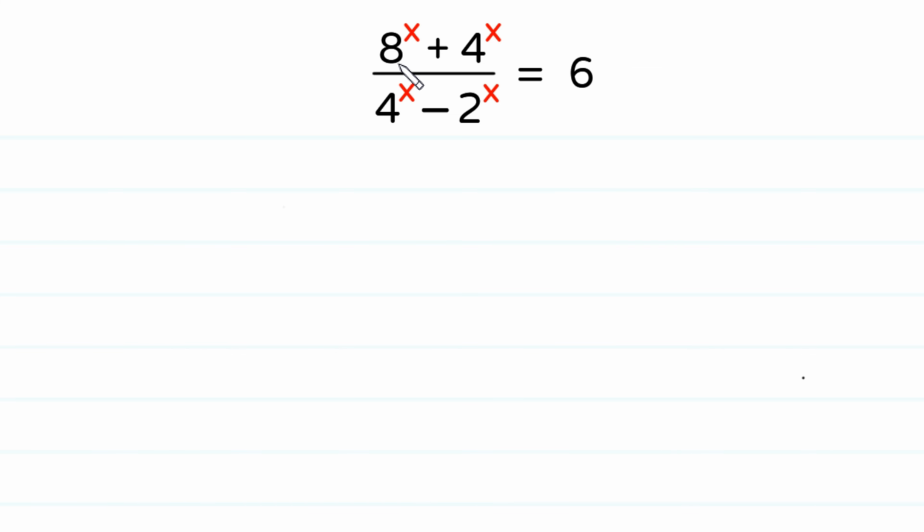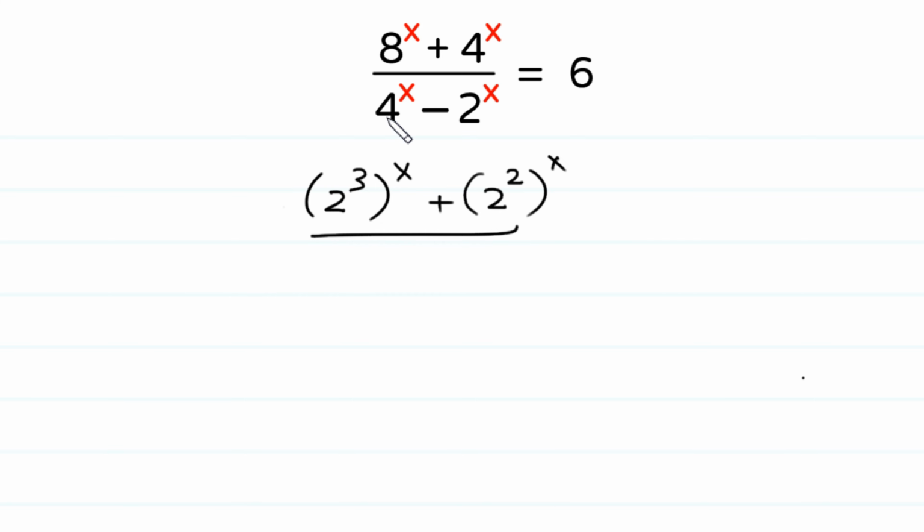This 8 can be written as 2 to the power 3 to the whole power x, plus this 4 can be written as 2 to the power 2 to the whole power x, divided by this 4 can be written as 2 to the power 2 to the whole power x, minus this 2 to the power x will remain as it is, 2 to the power x is equal to 6.